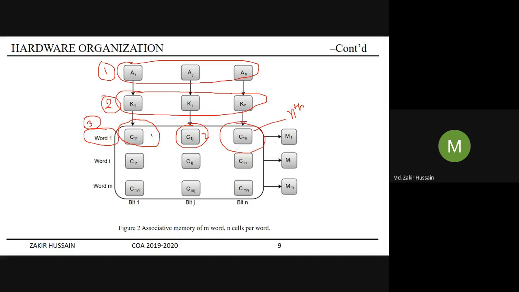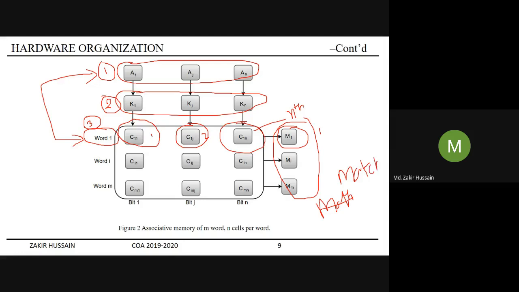Once this is complete, all n words are matched. I mean, when this word is matching with the argument, then this bit is set to 1. This entire thing is actually called the match register. So this match register has several bits. How many bits? M bits are there.